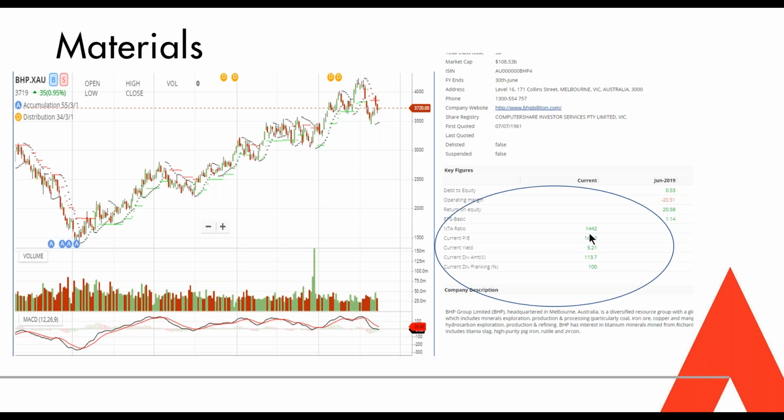We can see here 14.42 is the book value. Stock's trading at 37.19. We've got a PE of 16. Current yield of 5.2%, which is fully franked. So I like that sort of picture, and so I'm going to put this stock in my portfolio.